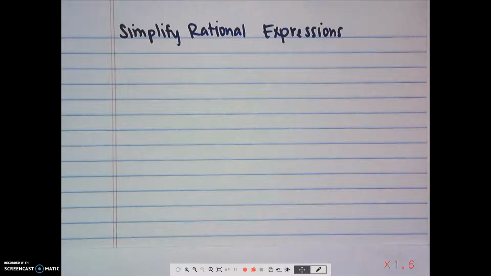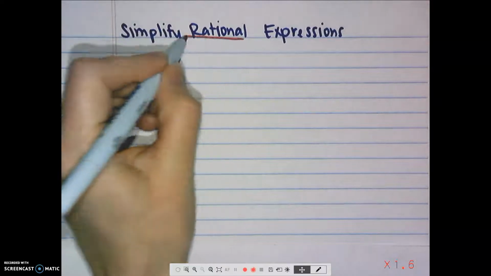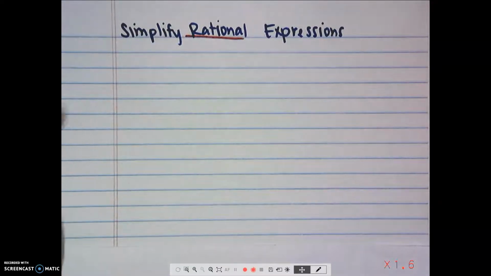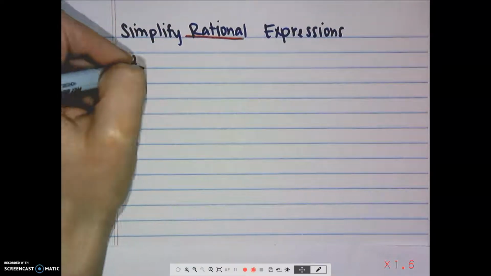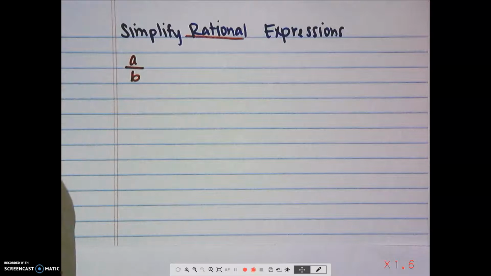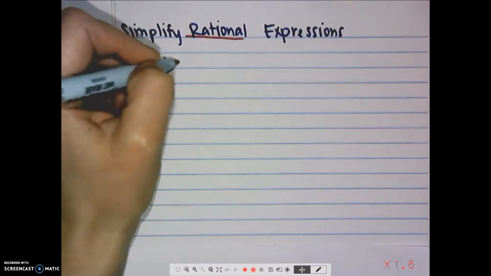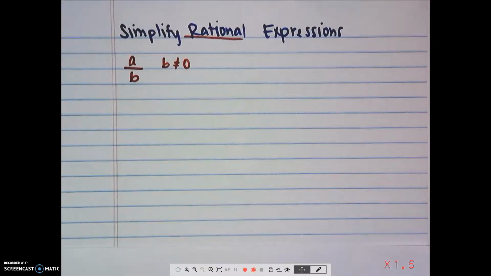Today we're going to be simplifying rational expressions. Remember from previous conversations that rational means that it can be written in the form A divided by B, where B can't equal 0. That's just fancy words for saying it's something that can be written as a fraction. And when we're simplifying rational expressions, we're just simplifying fractions.